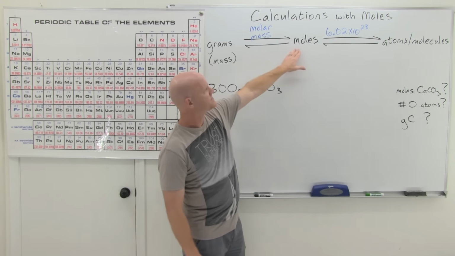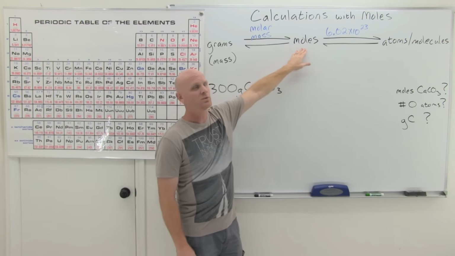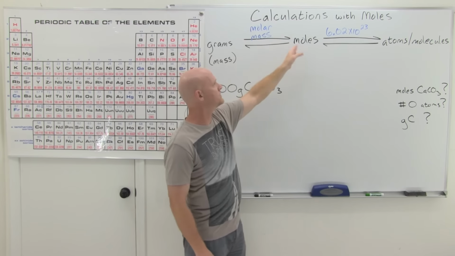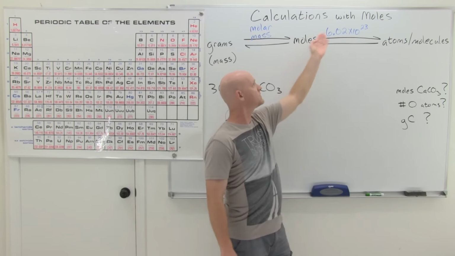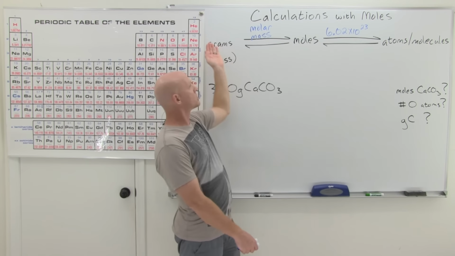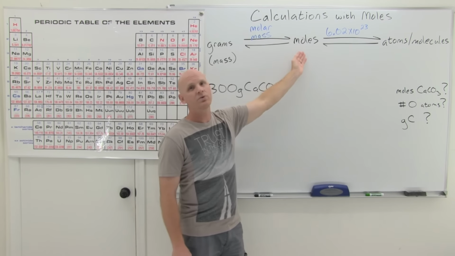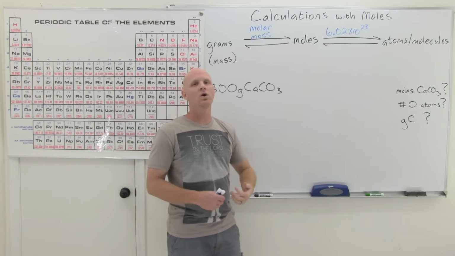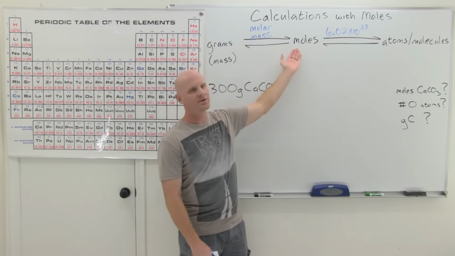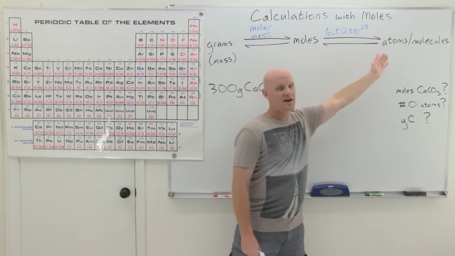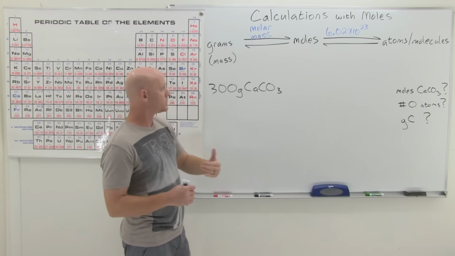And one thing to note here, I've just moved our little map up here. All roads lead to Moleville is often what you'll hear people say. You can convert grams to moles and moles to grams through the molar mass. You can convert moles to atoms or molecules and atoms or molecules to moles through Avogadro's number. But if you want to convert grams to atoms or molecules, or molecules to grams, you're going to have to go through moles to get there. That's what's behind all roads lead to Moleville. As long as the calculation you're doing involves moles, you can get there directly. But if you're going from the mass to the atoms or molecules or vice versa, you're going to have to go through moles. So that's the idea behind all roads lead to Moleville.